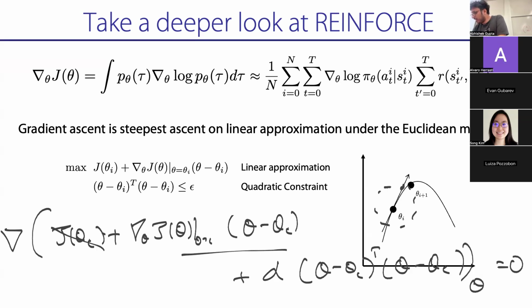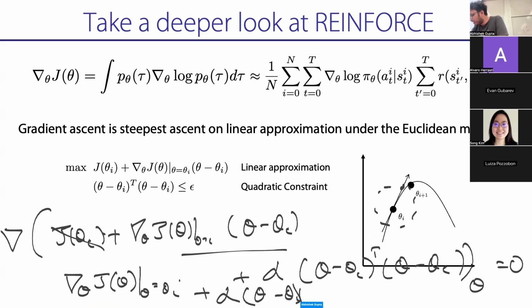So essentially what you'll get is the gradient of J(θ) at θ equal to θ_i, plus alpha times (θ minus θ_i), equal to 0. I might have got the sign wrong somewhere, but when you move the terms around, you can show that θ is equal to θ_i plus 1 over alpha times the gradient of J(θ). I think I got the signs wrong because my Lagrangian had the wrong sign.